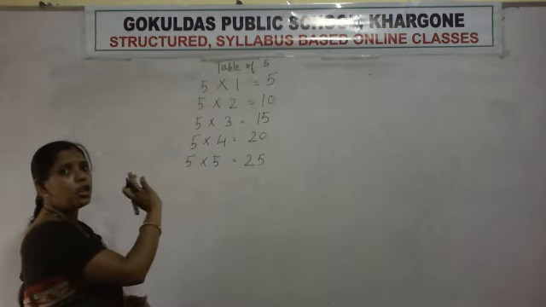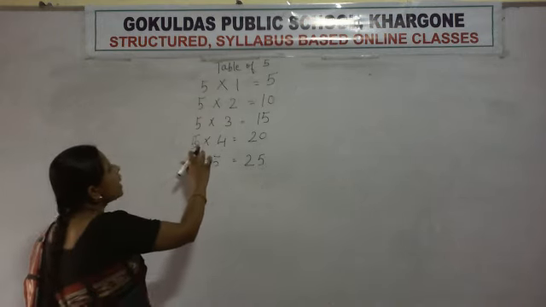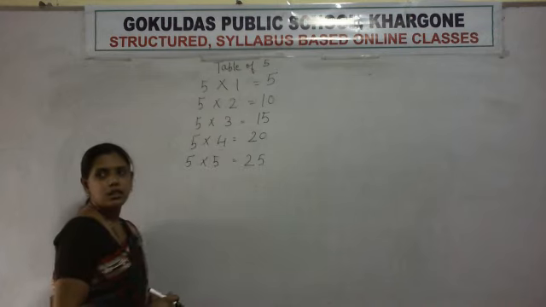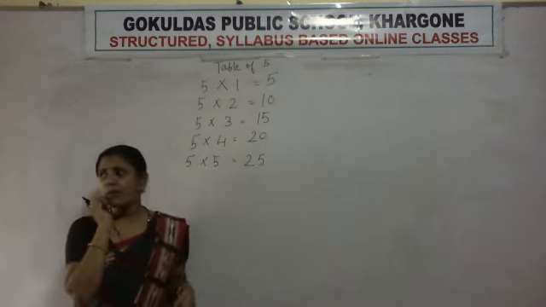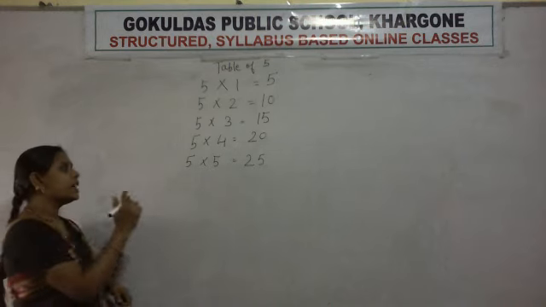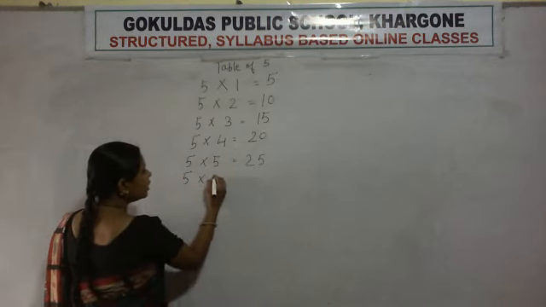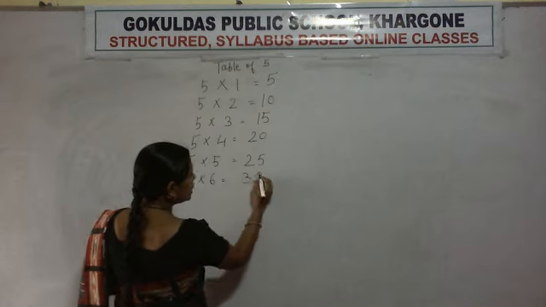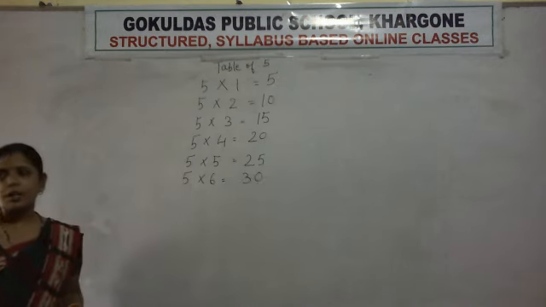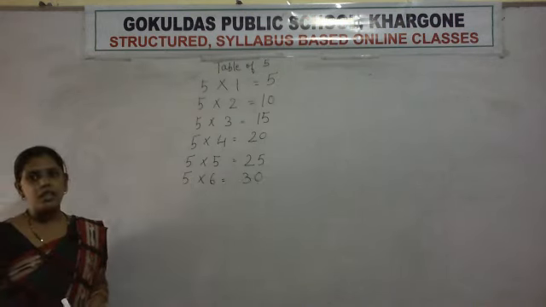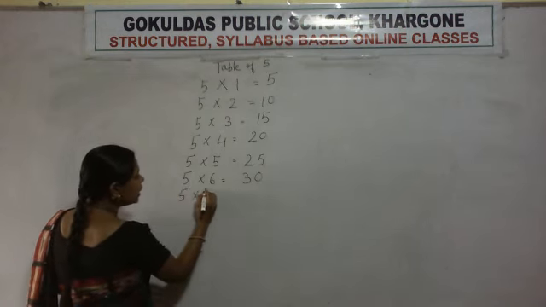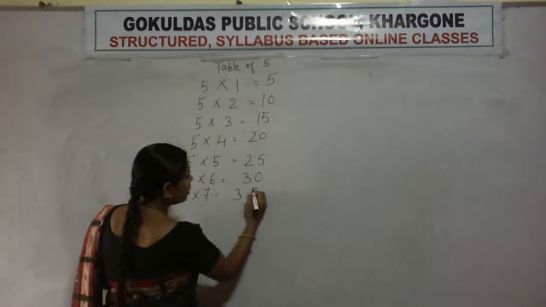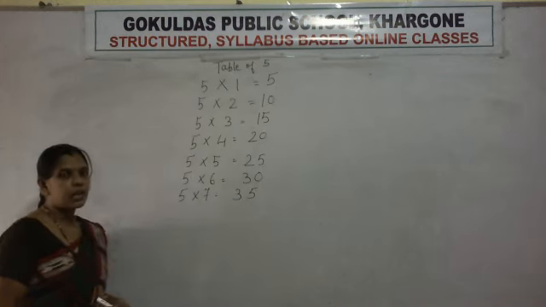All are repeating or not? Okay. 5 fours are 20. 5 fives are 25. Next, 5 sixes are 30. Repeat. 5 sixes are 30. Right, next, 5 sevens are 35. 5 sevens are 35.